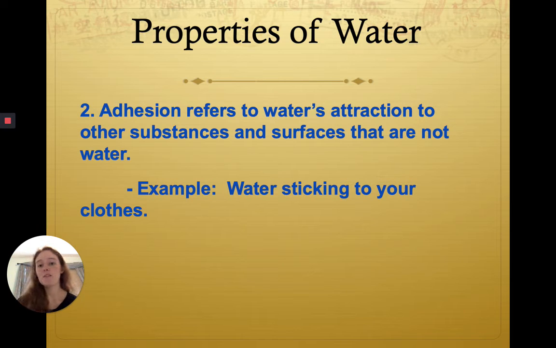The second property of water is adhesion, which refers to water's attraction to other substances that are not water. So, for example, it would be like water sticking to your clothes. I remember whenever I was outside years and years ago, walking to and from the bus, and if it was raining and I had jeans on, the bottoms of my jeans would be soaked because I stepped in water. But that water would actually trickle up, and half of my calf would be covered in water because of the adhesive properties of water sticking to my jeans.